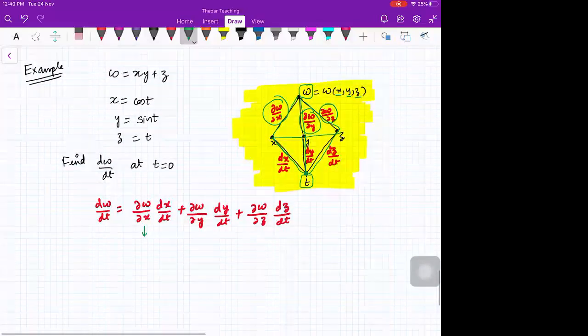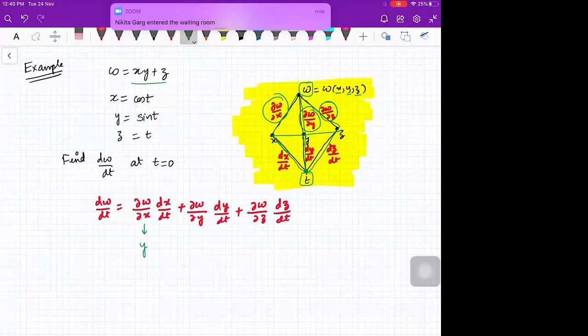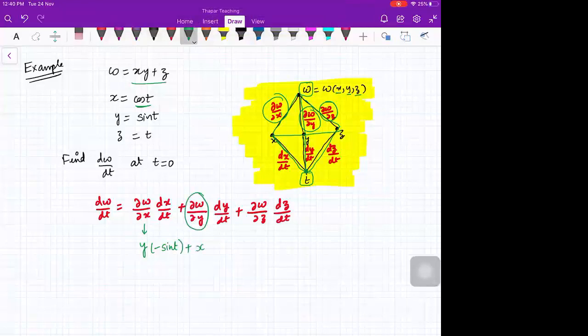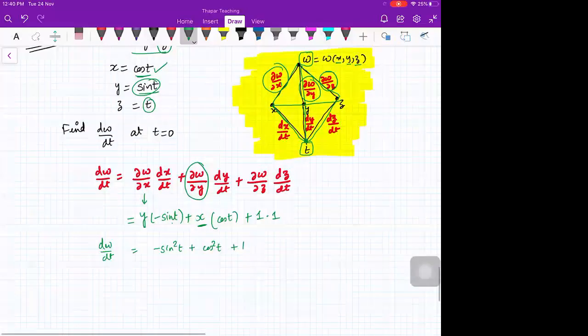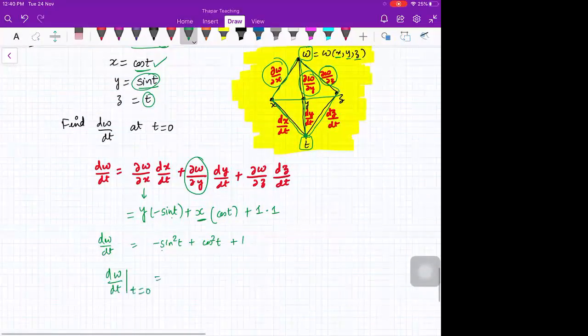So here ∂w/∂x will be y into dx/dt, which is minus sin t, plus ∂w/∂y is your x into dy/dt, which is cos t, plus ∂w/∂z, which is 1, into dz/dt, that is 1. Now put the value of y, that is sin t. Sin t into minus sin t will be minus sin² t, plus put the value of x, which is cos t, so cos² t, plus 1. We have to compute dw/dt at t equal to 0. So dw/dt at t equal to 0 will be sin² 0, that is 0, plus 1 plus 1. So 2 is your answer. Is that okay?